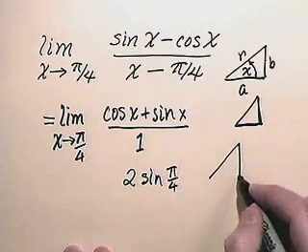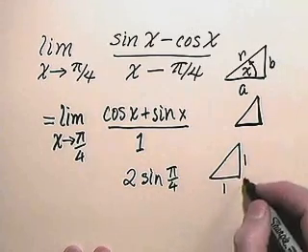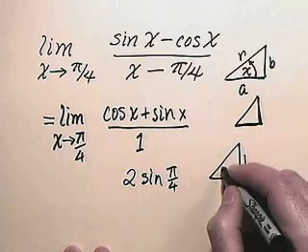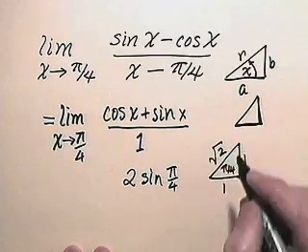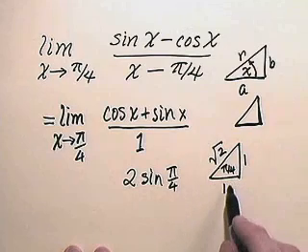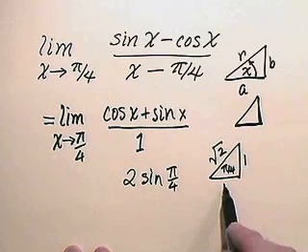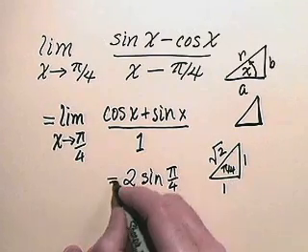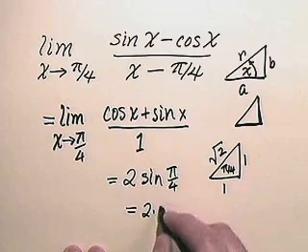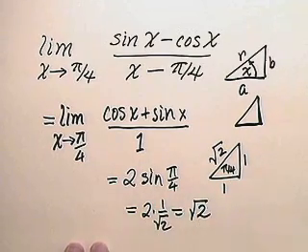Let's draw ourselves a little triangle for reminder. Let's take both sides to be the same length because we have a 45 degree angle, or pi over 4, here. And so the hypotenuse has length square root of 2. And so consequently the sine of pi over 4 and the cosine of pi over 4 is simply 1 over square root 2. And so what we get then is 2 times 1 over square root 2, which is simply square root 2.